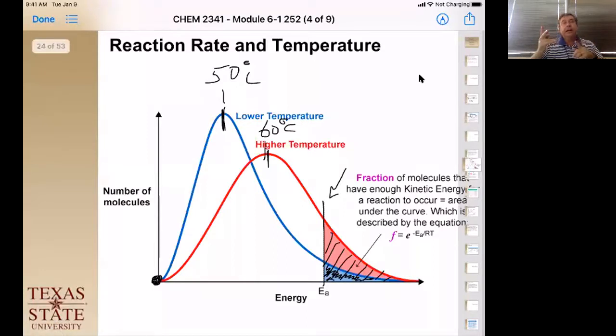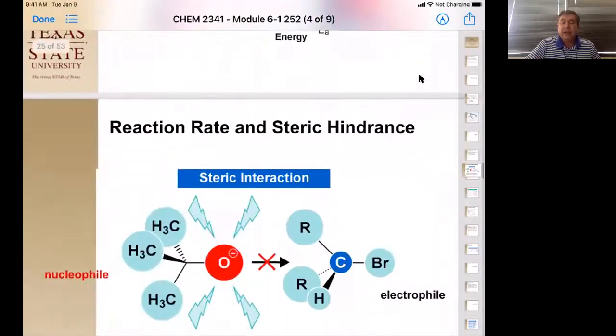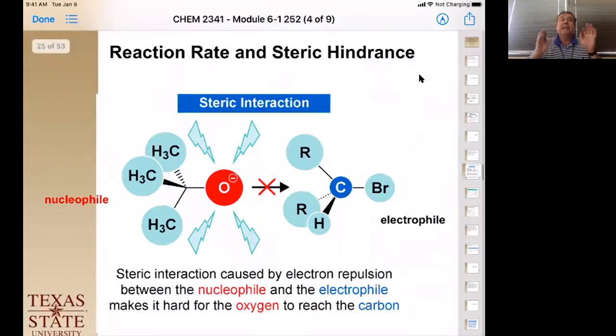So that's the second thing that affects rate. No, it's the concentration, temperature, and the height of the activation energy. So that's the third thing that affects rate. Okay? The next thing that affects rate is steric hindrance.